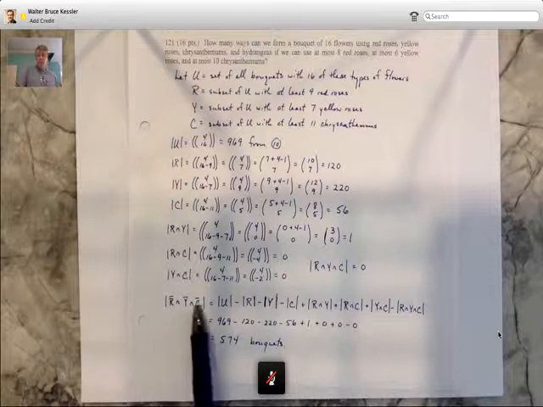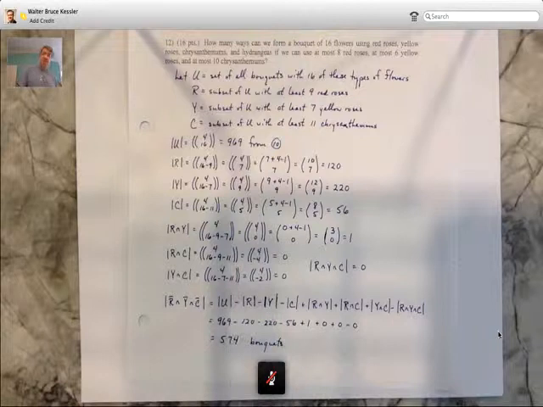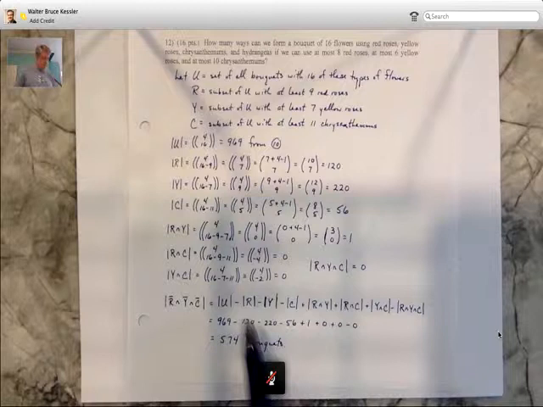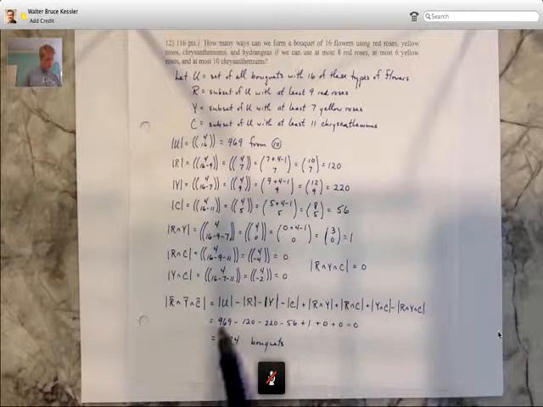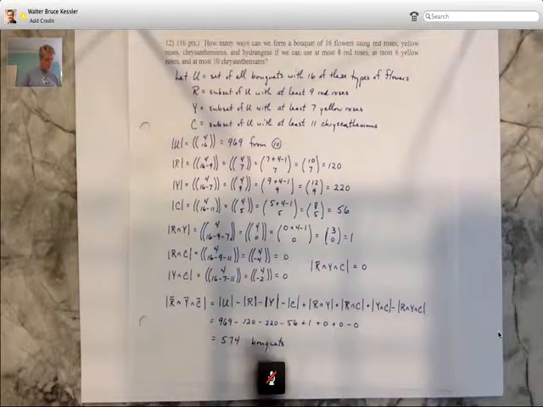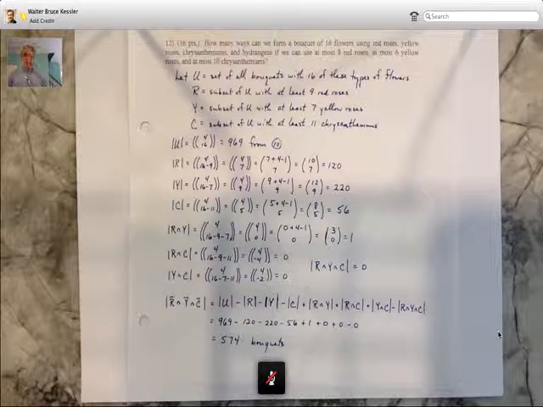So the cardinality of the intersection of the complements is actually the cardinality of the union complement, which is the cardinality of the universal set minus the singles plus the doubles minus the triples. So you do this little arithmetic problem here, 574 bouquets. Okay, that is a review of our test.